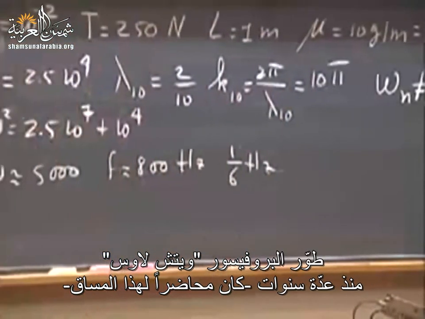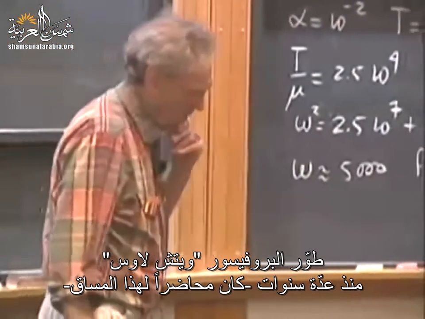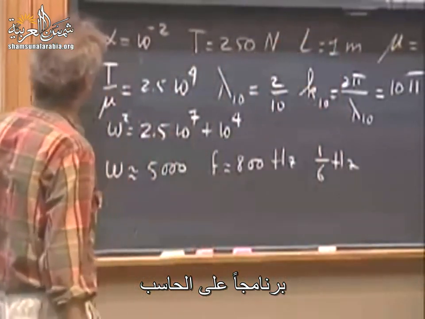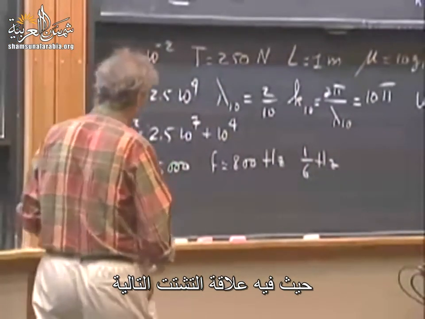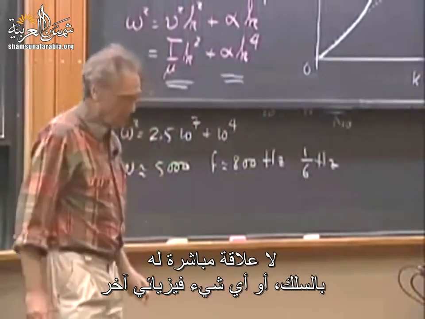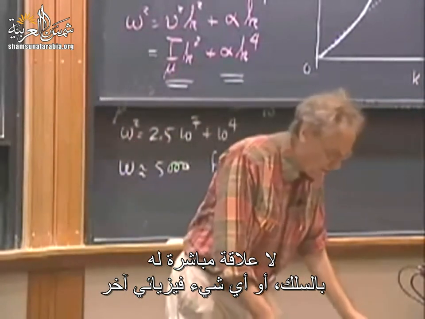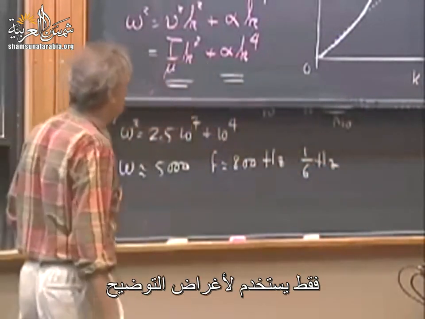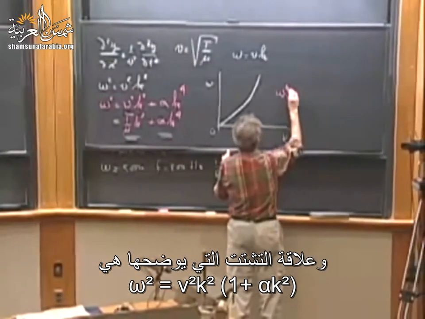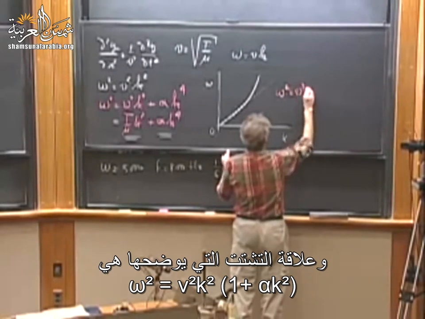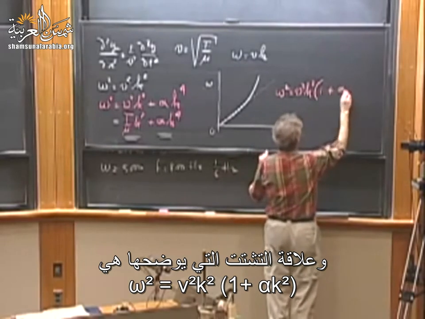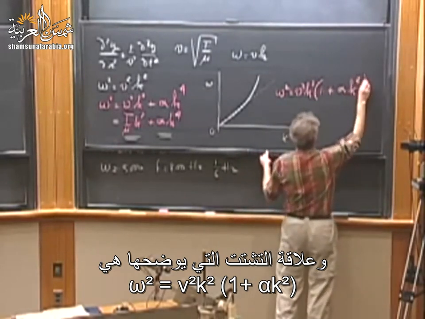Professor Wietzlaus developed several years ago, when he was lecturing 803, a toy model which he uses on the computer. And the toy model has the following dispersion relation. It has no direct connection with the string, no direct connection with any physical thing, but it is simply used for the purpose of demonstration. And that is that omega squared equals v squared times k squared times 1 plus alpha k squared.